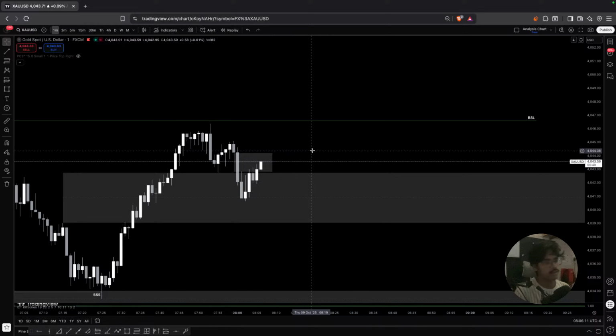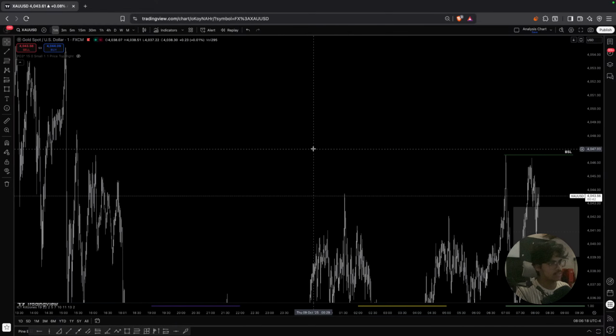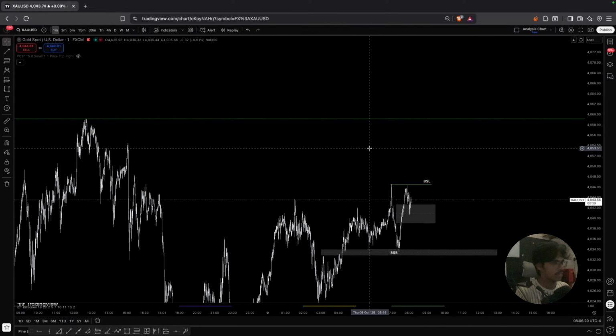Well, it depends, because right now the inversion is here itself. Even if I target this buy side liquidity, what else could I target? This is a high time frame buy side liquidity.